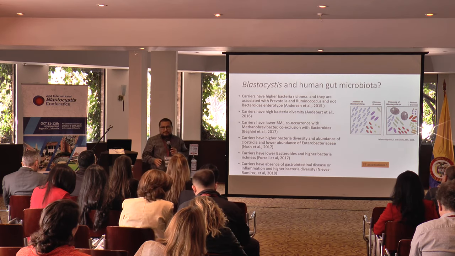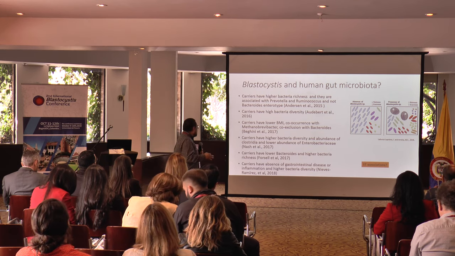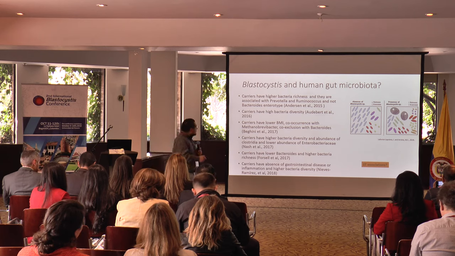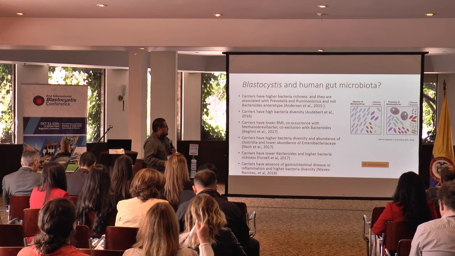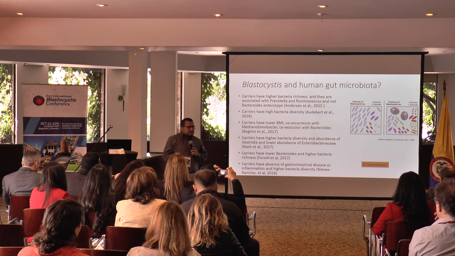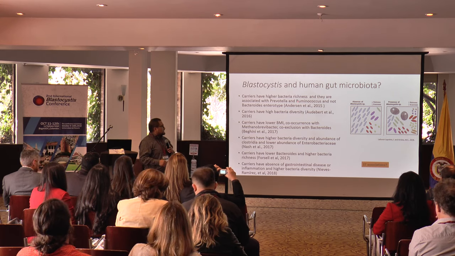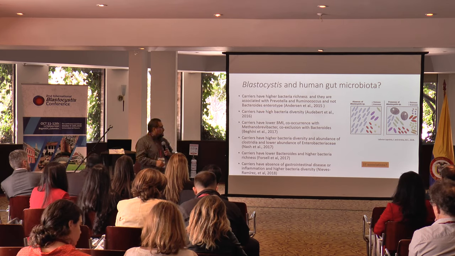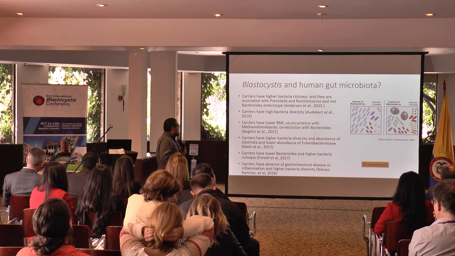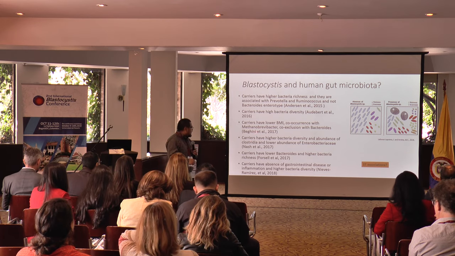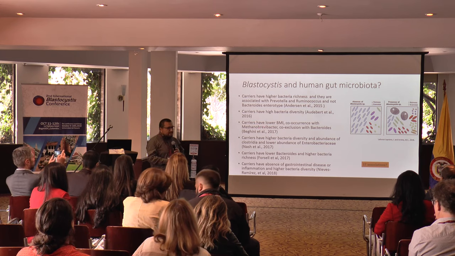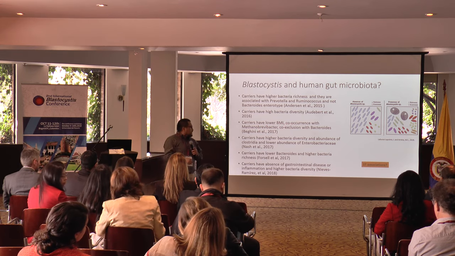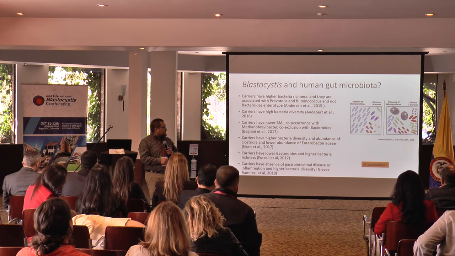Now, what do we know about Blastocystis and the human gut microbiota? Basically, I'm summarizing some of the findings that Rune put together in his review of this year. From the study performed by Rune's group, reanalyzing the data of Danish and Spanish populations, they found that carriers have higher bacterial richness, and they are associated with the Prevotella and Ruminococcus enterotypes and negatively associated with the Bacteroides enterotype. In the study from Alderberg, from a cohort in France, they identified that carriers have higher bacterial diversity. In the meta-analysis by Beghini, they identified that carriers have lower BMI, and that Blastocystis co-occurs with Methanobrevibacter, and they confirmed the negative association of Blastocystis with Bacteroides.